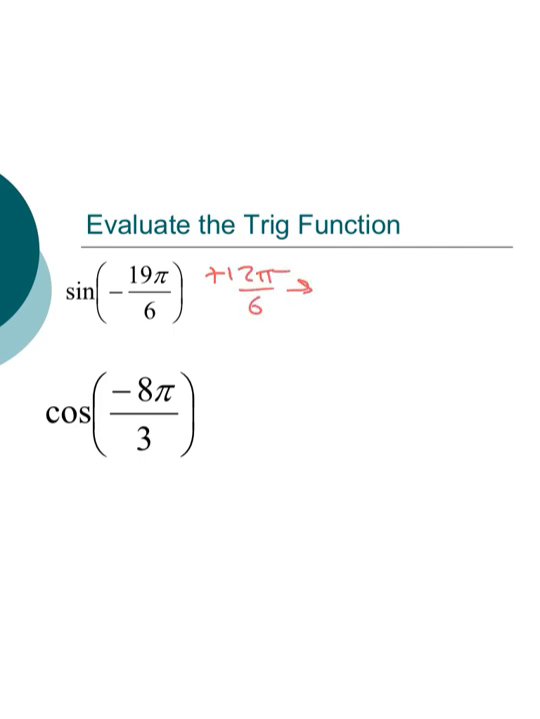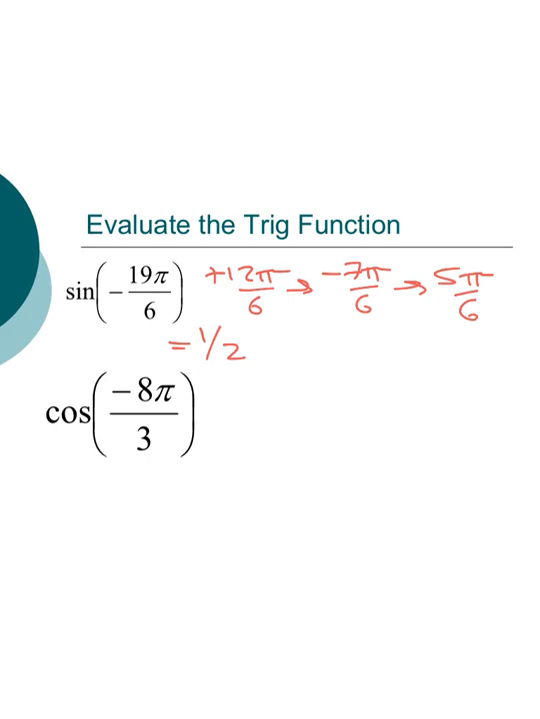The first time I do that, I end up getting negative 7 pi over 6, which is again still negative. So I'm going to add 12 pi over 6 to that one more time, and if I do, I get 5 pi over 6. So I'm now asked to evaluate the sine of 5 pi over 6. I know that's in my second quadrant. I also know I have a 30-degree reference angle for that. So I'm going to have a positive 1/2 as my answer.